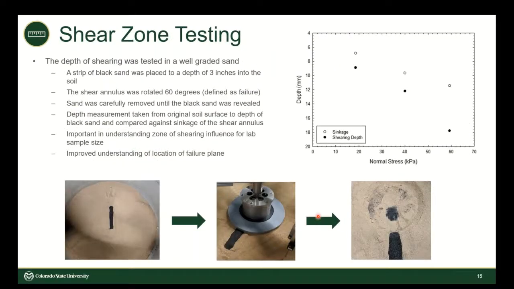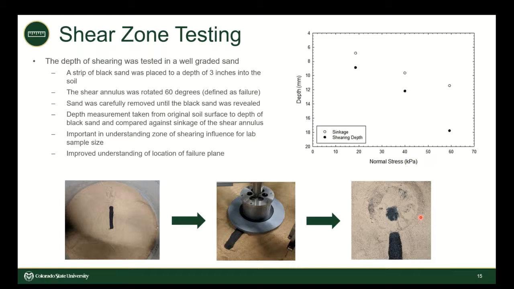Using this altered procedure, using sandpaper with internal and external surcharge of 2 kPa, testing was conducted on the shear zone to better understand where the failure plane is lying. So a strip of fine black sand was placed into a well-graded sand, shown in this image, and the bevameter was placed on top and the rotational shear test was conducted. Afterwards, the mixed sand was removed until the black sand was revealed again, and this depth of the black sand was compared against the original height of soil and the sinkage of the shear annulus.